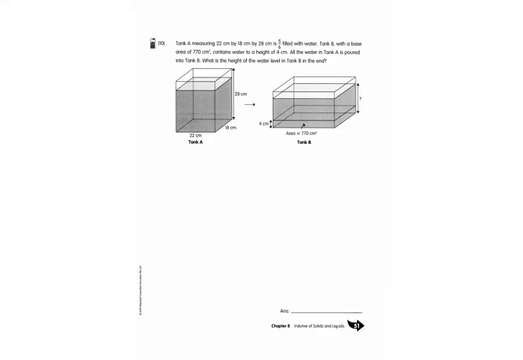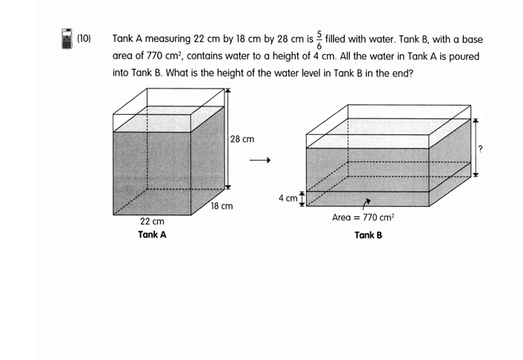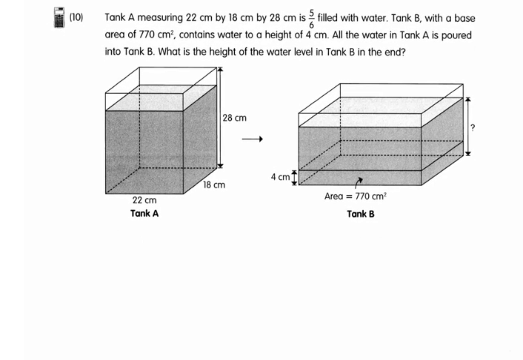Tank A measuring 22 cm by 18 cm by 28 cm. This is tank A. Okay, 22, 18, 28. It is 5/6 filled with water. Since it's 5/6 filled with water, what is the height of the water level in this tank, Leroy?